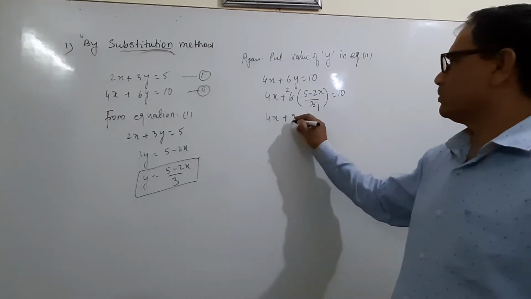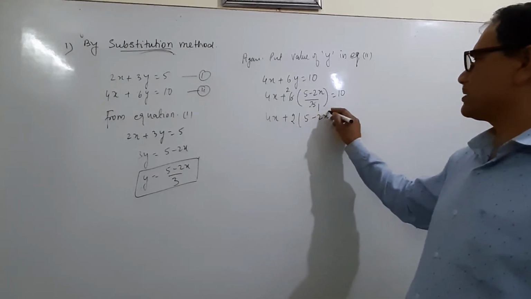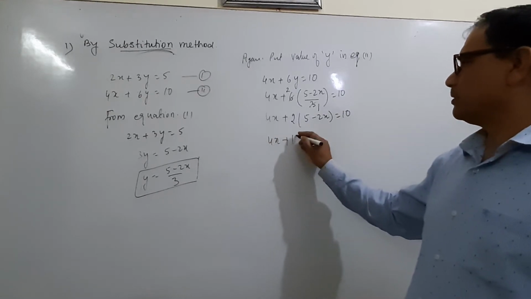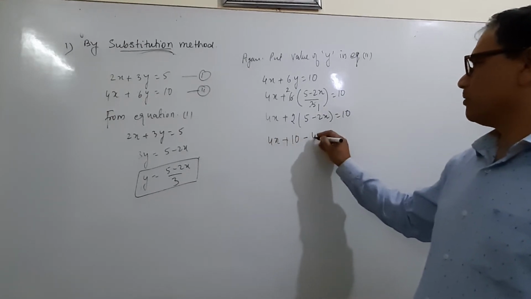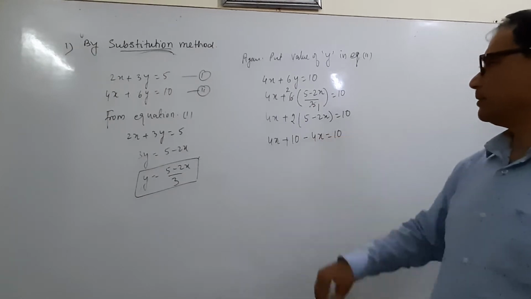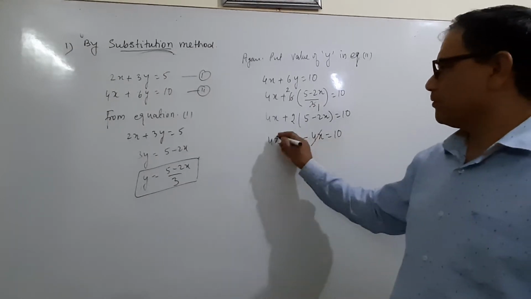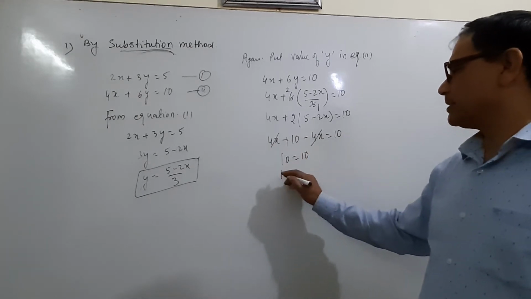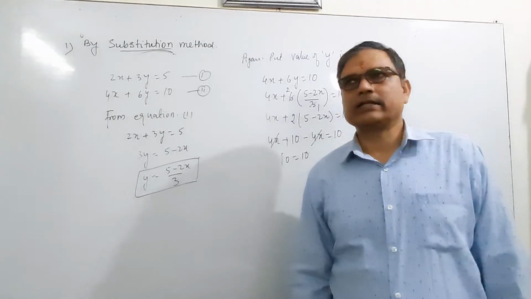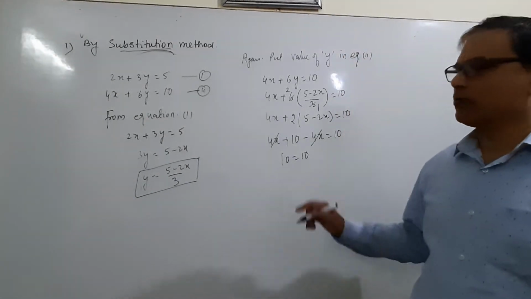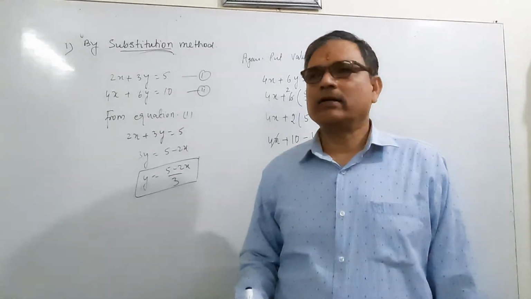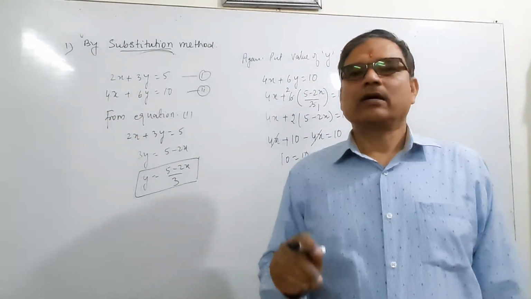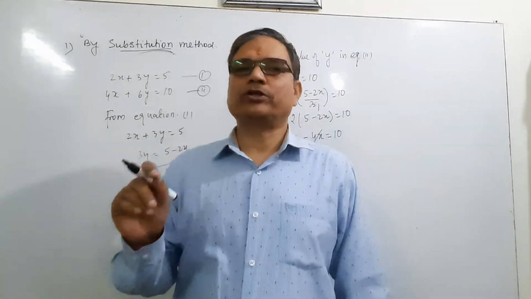So what is your answer? 2 bracket 5 minus 2x is equal to 10. 4x plus 5 twos are 10, minus 2 twos are 4x, is equal to 10. 4x will cut. So 10 equal to 10 means LHS is equal to RHS. If LHS is equal to RHS, then the value of x and value of y has infinite many solutions.